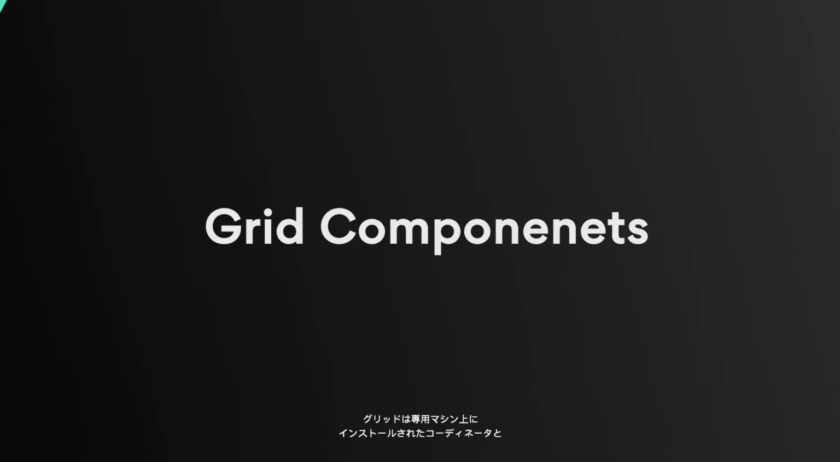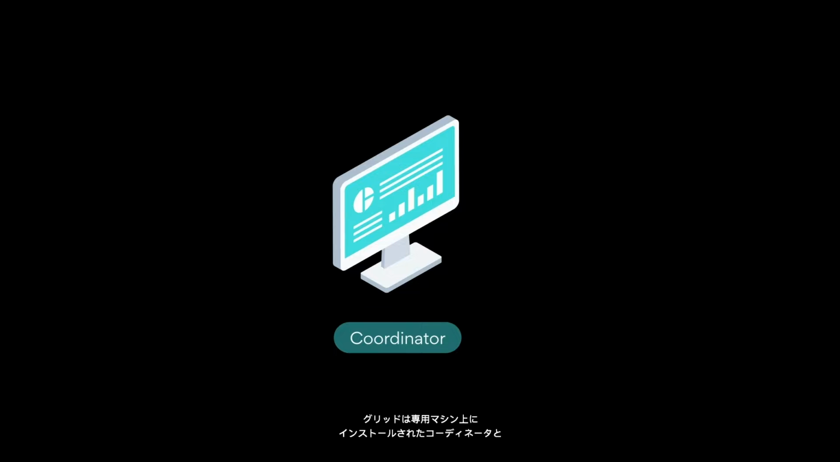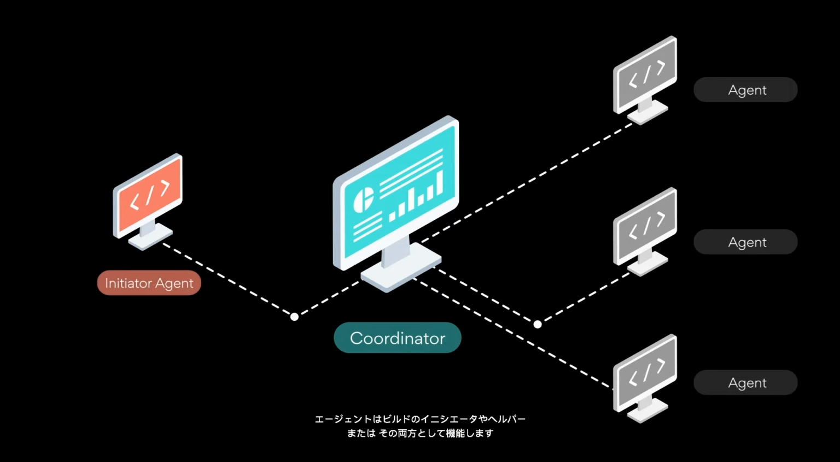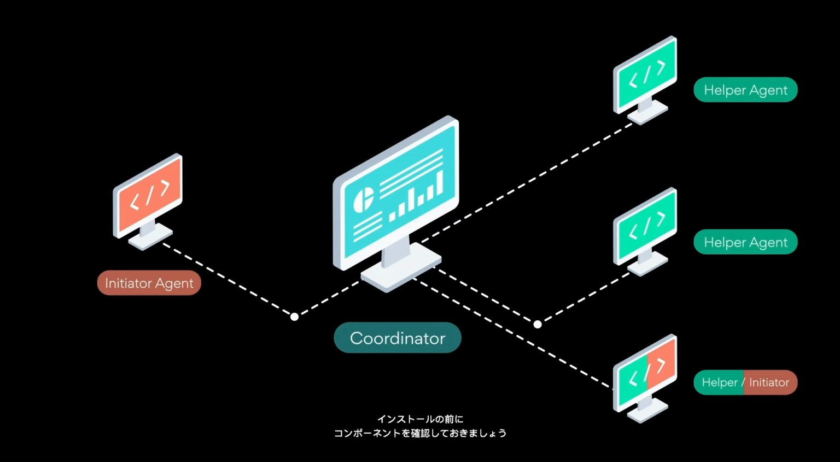The Incredibuild compute grid is established by creating a central coordinator on a dedicated machine that connects to grid agents on other machines. Each grid agent can function as an initiator of a build, as a helper to other builds, or both. Let's take a quick look at the components before installing.